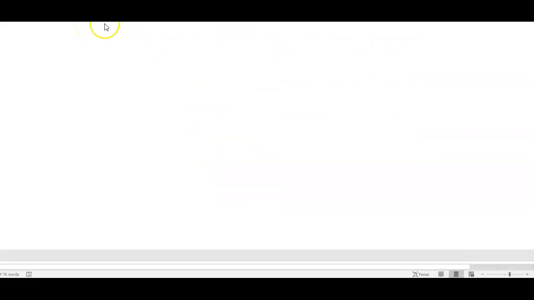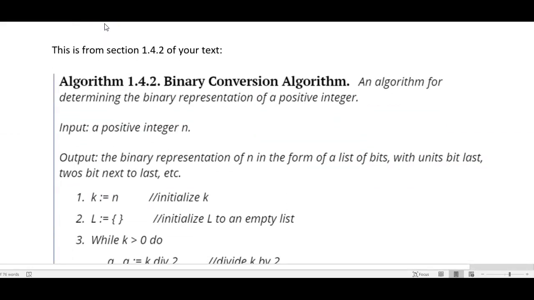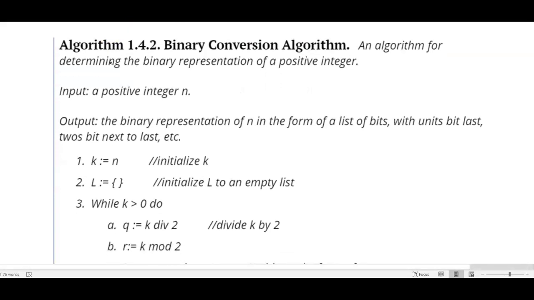I'm going to use the same number for the example. So here is the algorithm from your text. 1.4.2 is the section it comes from: an algorithm for determining the binary representation of a positive integer. We're going to work through the number 83 in this. Your input is a positive integer. For us, that's our number 83. Our output should be what we just got when we converted to binary. We should get the same thing.